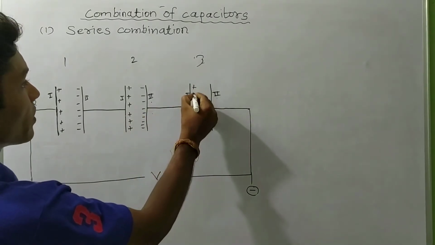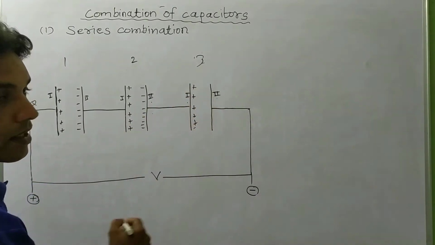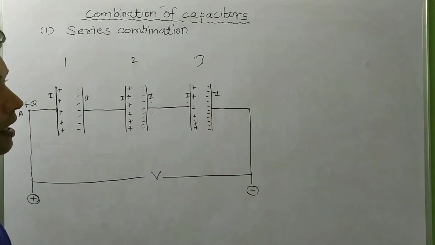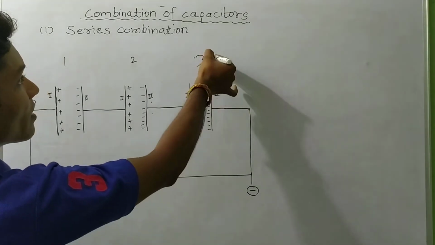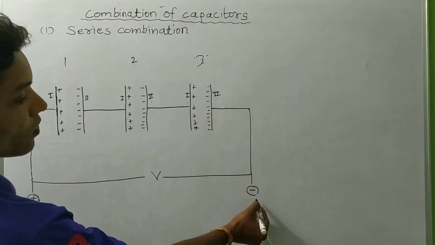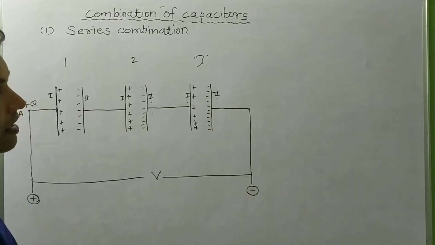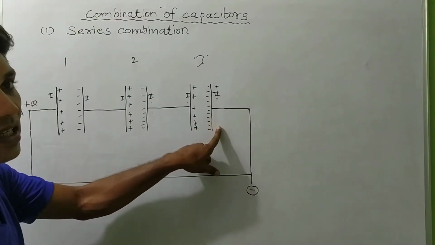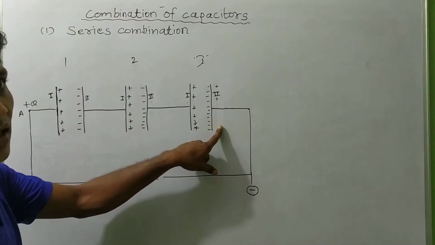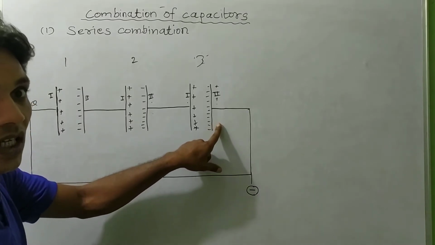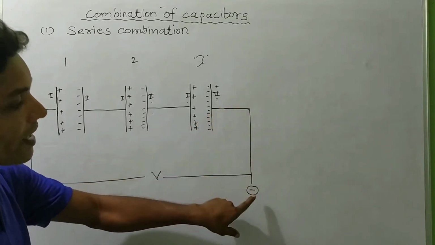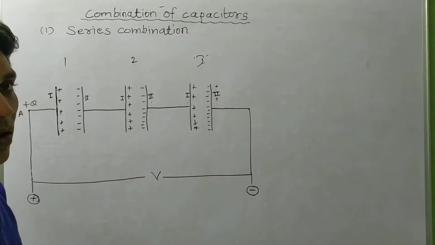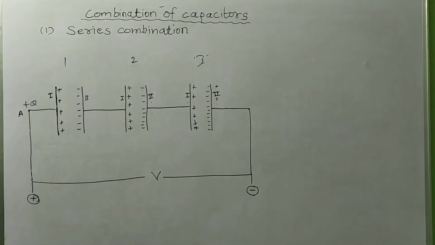So here positive charge will be there, and by induction here negative charge will be there, and the outer surface of the third capacitor is connected to the negative terminal of the battery. That's why positive charge was induced there. This positive charge is neutralized by the electrons from the negative terminal of the battery. Okay, this is the combination.